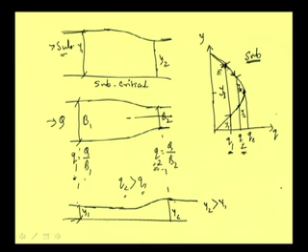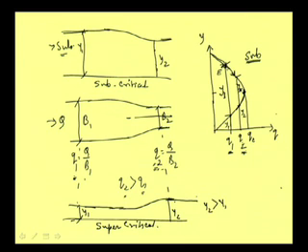In subcritical flow the depth is falling down, and in supercritical flow the depth is rising. That is one phenomenon we can see.